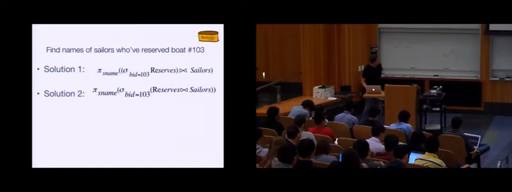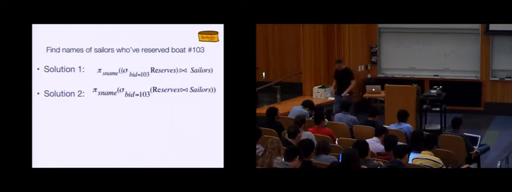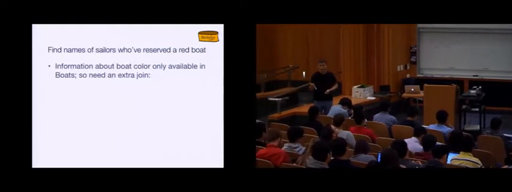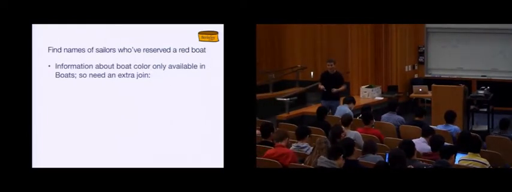Okay. Find the names of sailors who reserved a red boat. The information about the boat color is only available in the boats table. But we need to know about reservations, because I want sailors who've reserved the red boats. And I need the names of the sailors, which is in the sailors table. So I'm going to need sailors and reserves and boats. And I'm going to need to join them all together now.